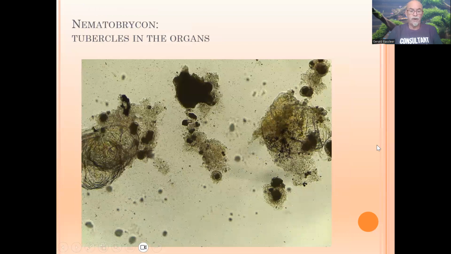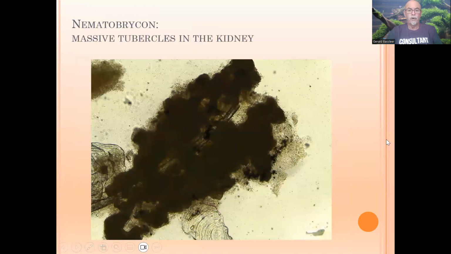And internally, we found, spread around in the body, tubercles in all different parts of the organs of this fish, fully loaded with tubercles. And the kidneys, we couldn't recognize the kidneys anymore because they were full of many massive tubercles. So the kidneys were really shot, they were all gone.